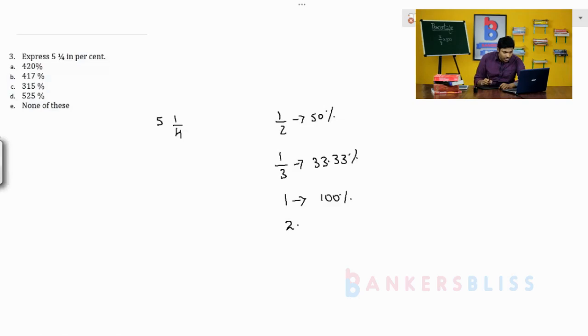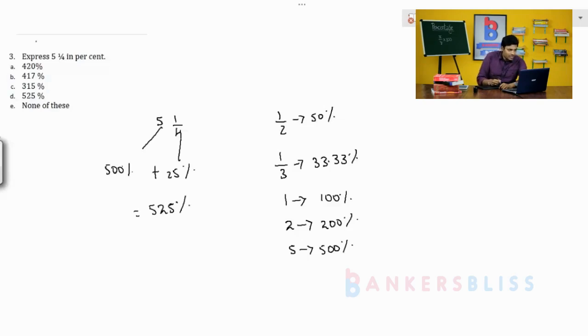Then 2 means 200%. Then 5 means 500%. So here you have a value called 5. So this 5 is 500%. Then 1 by 4, 25%. So altogether how much you are going to get? 525%. So 525%, option D is the right answer. This problem also orally you can solve based on the observation without using any paper and pencil. Let's go to the next problem.